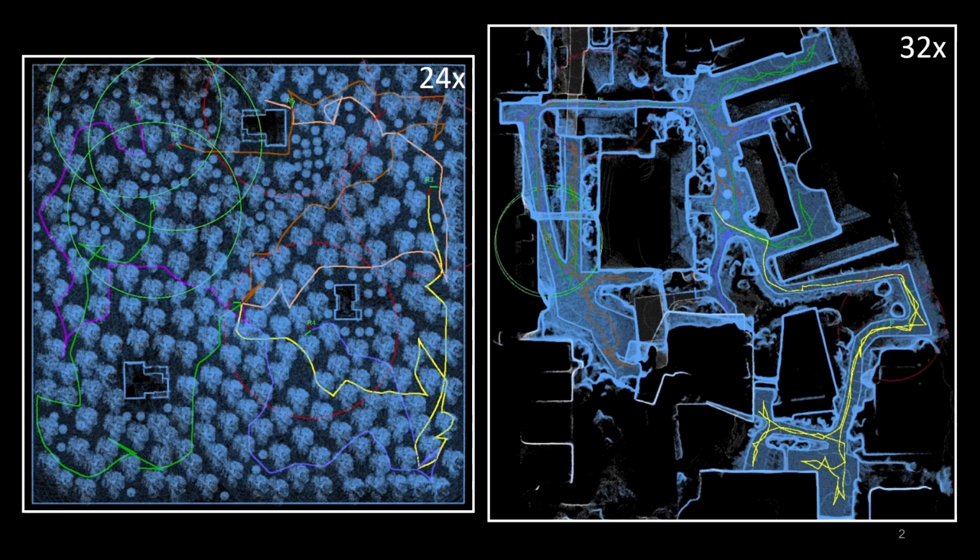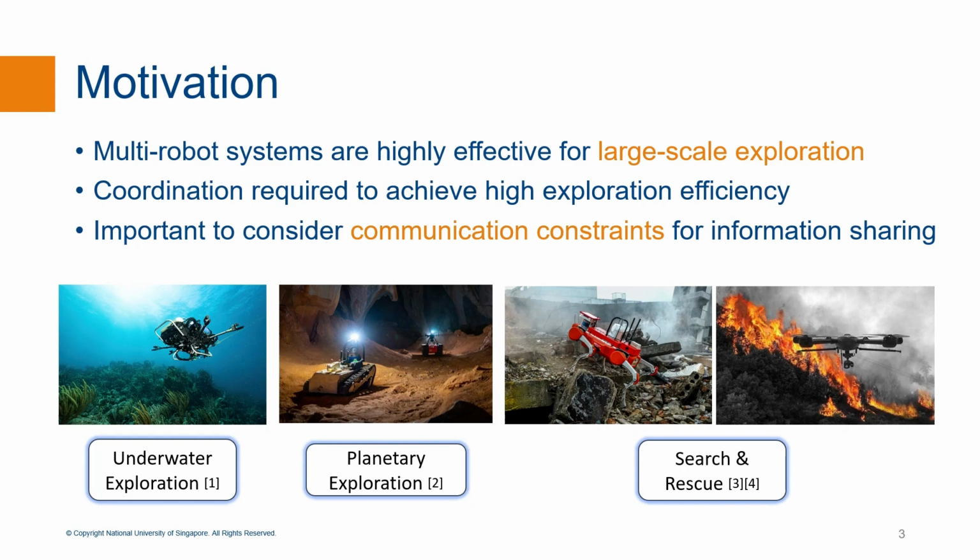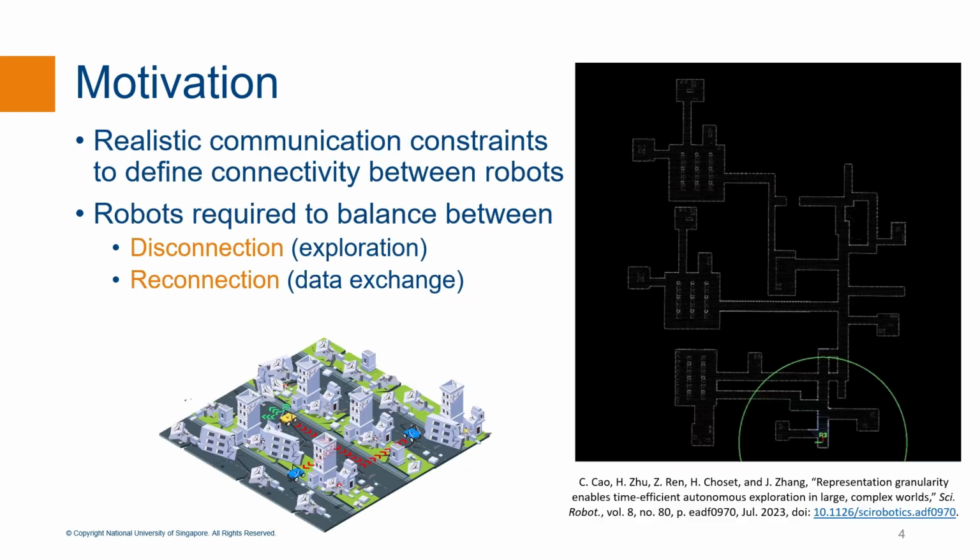So, why this work, and how did we achieve this? Coordinated multi-robot systems are highly effective for large-scale exploration. It is important to consider the communication constraints between robots during the exploration process. For example, underwater exploration, where there's low transmission throughput, planetary exploration, where there are many corners and turns, and search and rescue operations, where there are many thick obstacles that hinders information exchange.